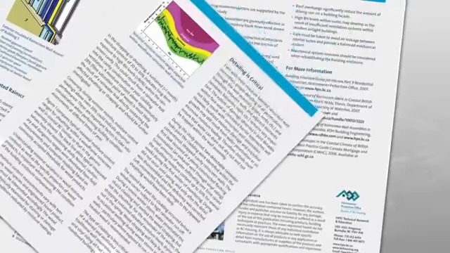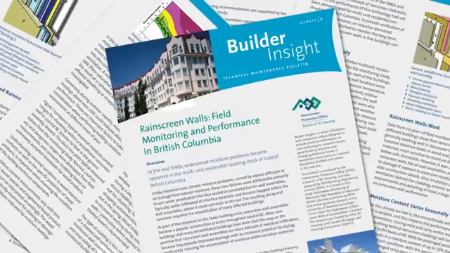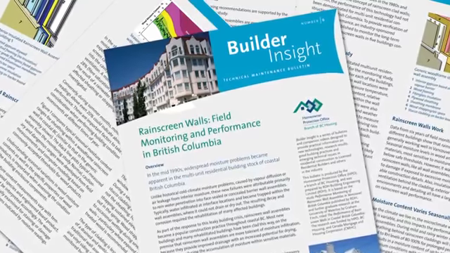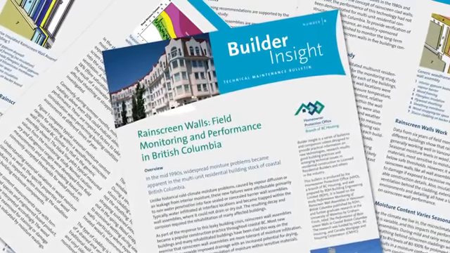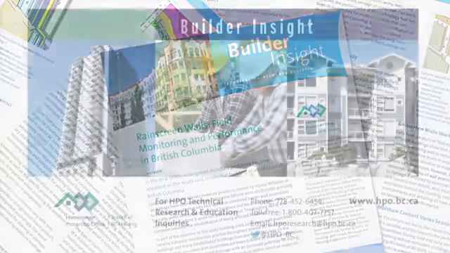The Builder Insight Bulletin on this topic highlights the results of a decade-long study of 5 different buildings and shows rain screen walls are performing well in BC's coastal climate.